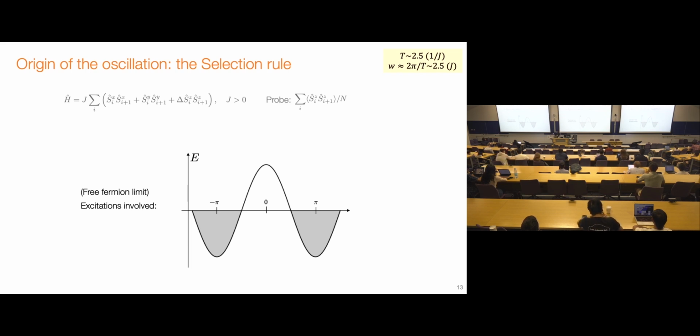So let's think about the simplest model, which is the free fermion when delta is exactly 0. For free fermions, the ground state is filling the whole Fermi sea. But we figured out that the excitations involved for this probe have 2 holes and 2 particles. Because we have 4 particles, we have 4 momenta, but the total momentum should be 0, so we have 3 parameters.